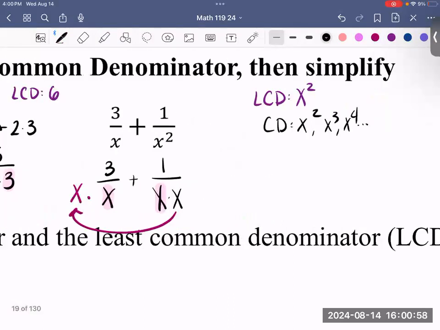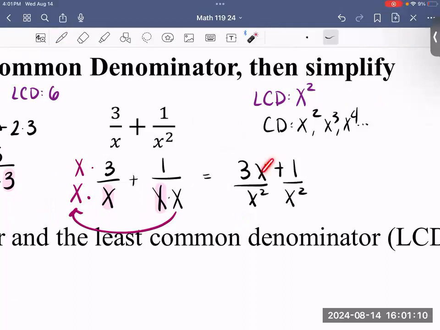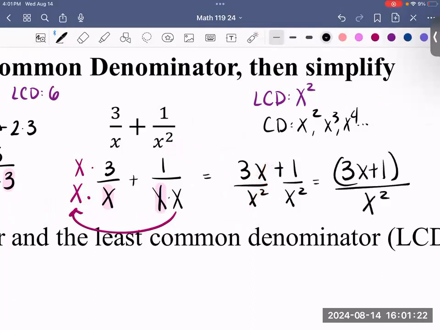So instead, what you do to the bottom, you do to the top. Then we have 3x plus 1 each over x squared, and do not go backwards. Do not cancel this out because then you're all the way back to where you started. No. So we're going to write 3x plus 1, put them in parentheses, and put it over your common or least common denominator. So do not get rid of your least common denominator. Do not cancel. We got to do it this way.